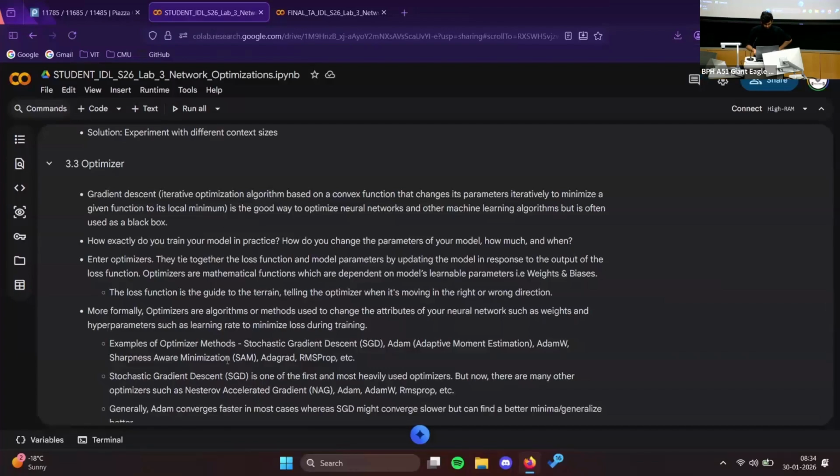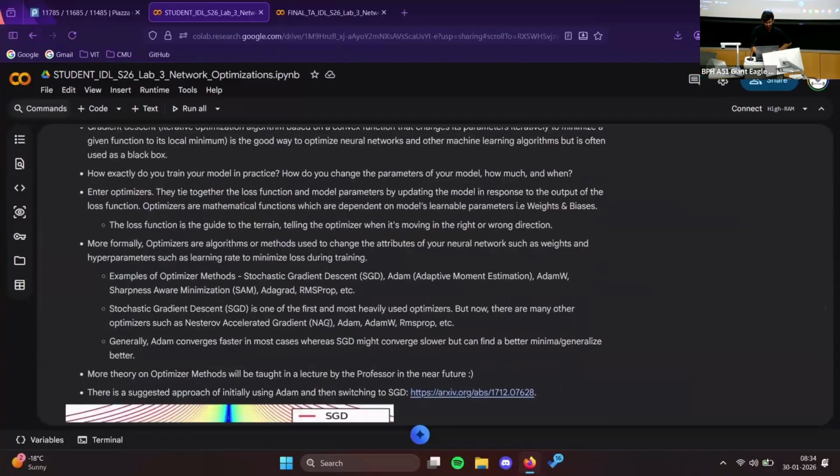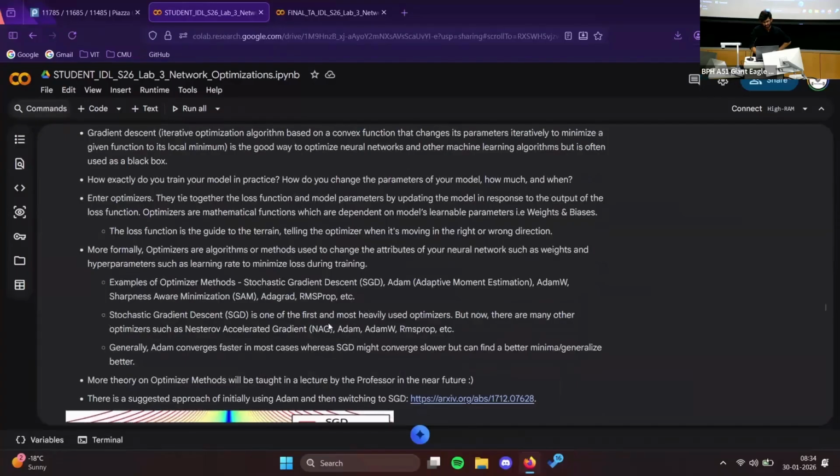So there are many optimizers provided by PyTorch, such as SGD, Adam, AdamW, Adagrad, and RMSprop. SGD has been used widely by a lot of people, but nowadays AdamW performs better than SGD. So you can start with Adam or AdamW, and if it doesn't work well, you can switch to SGD.